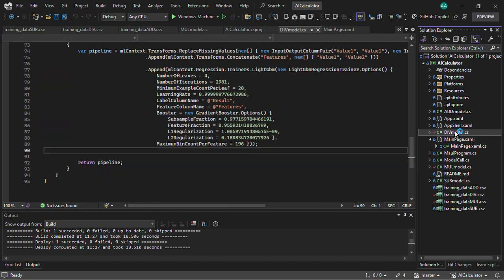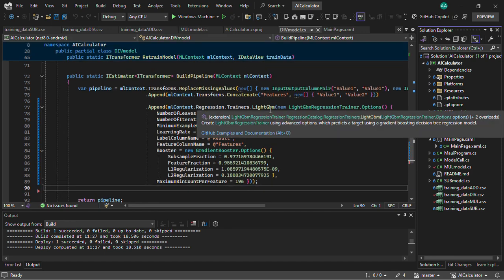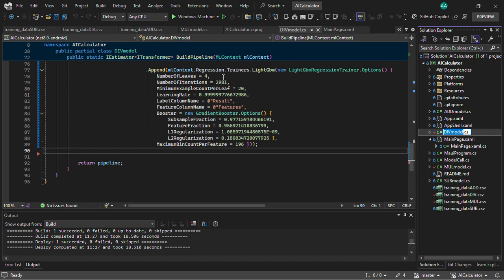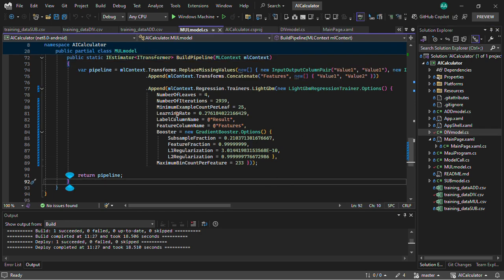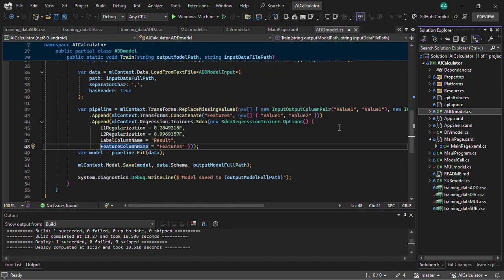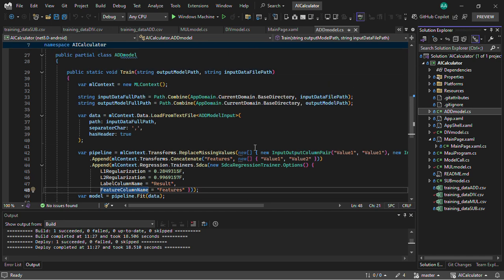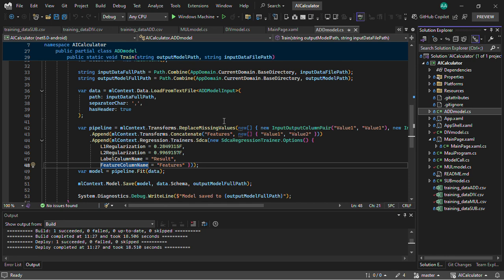For division it is also LightGBM, and these are the hyperparameters for it. You can see how high the learning rate is for division. For multiplication, the learning rate is not so high, 0.2. And for addition, let's check the one for addition. For addition, it uses stochastic dual coordinate ascent. Yeah, this is it. These are the hyperparameters for addition.